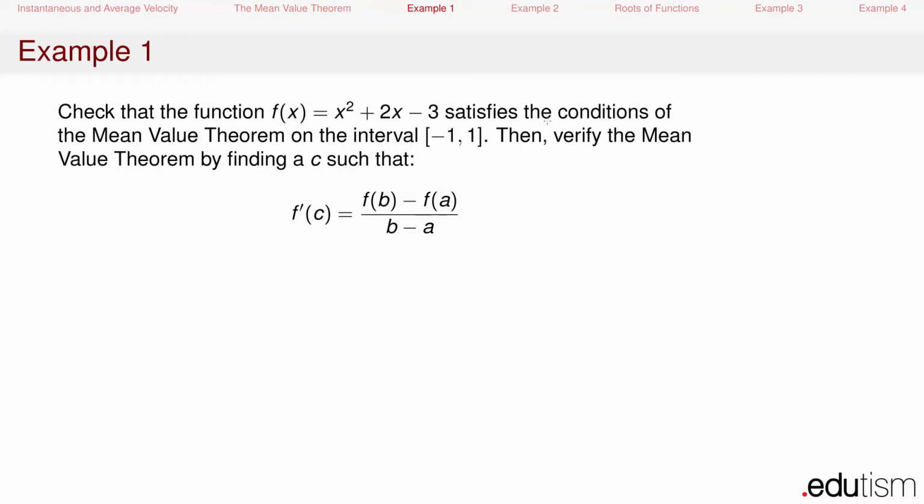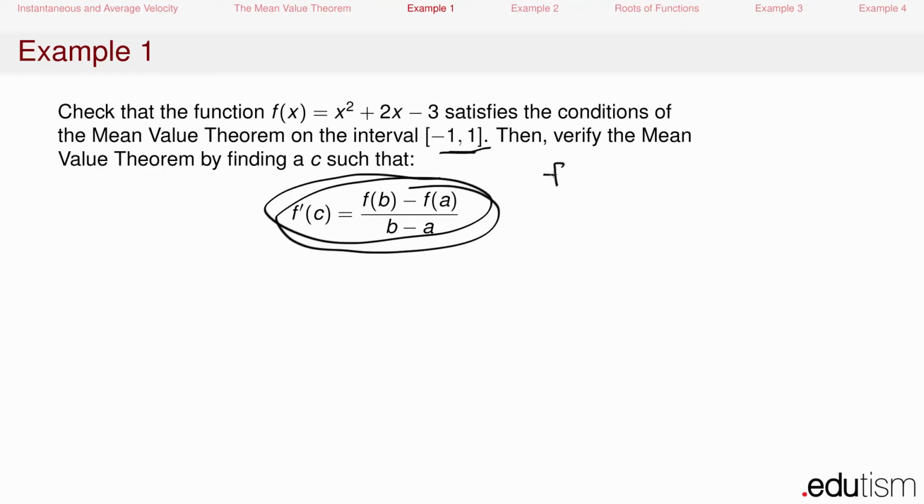So in example 1 here, we're going to check that the function f of x equals x squared plus 2x minus 3 satisfies the conditions of the mean value theorem on the interval from -1 to 1. And then we're going to verify the mean value theorem, basically going to find a c such that the equation of the mean value theorem holds true. So the first step is we want to check that it satisfies the conditions.